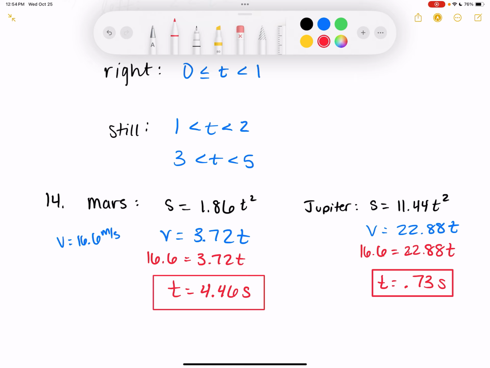And that's all you have to do for those. So they're word problems, but they're not too bad. All right, let's look at 20. I don't think we're going to look at the entire thing, but we are going to look at a good chunk of it.